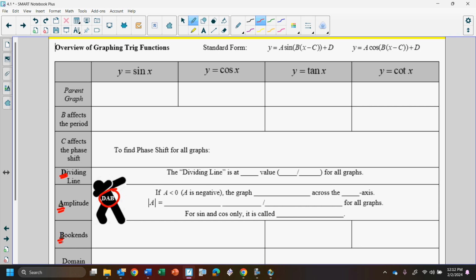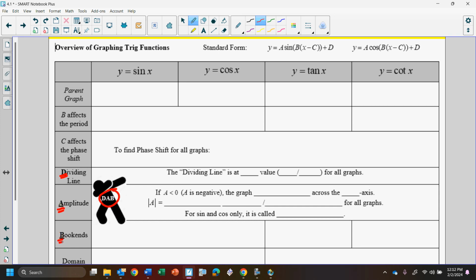especially today, because the A and the D is not so hard. But when we get into the B's and the C's, by doing this DAB process, you're going to be able to have good habits when we get to the B's and C's next class.